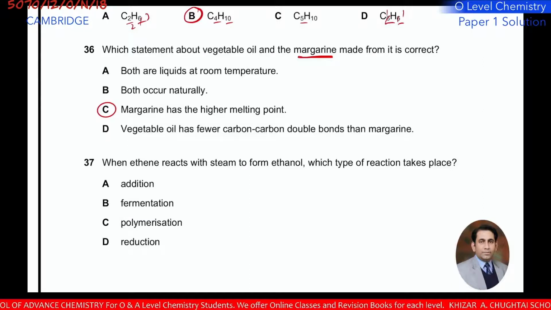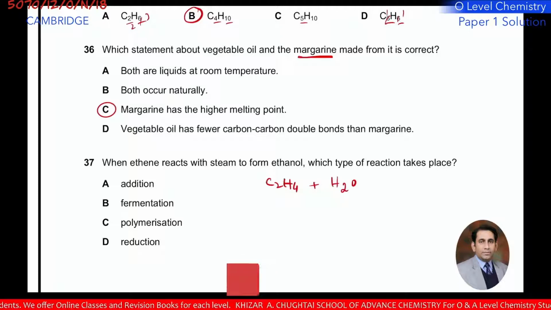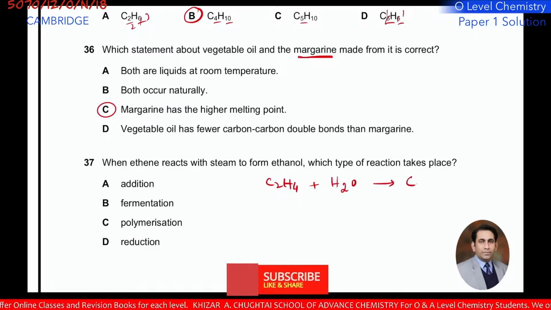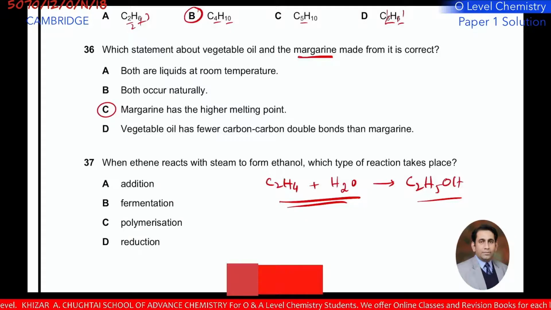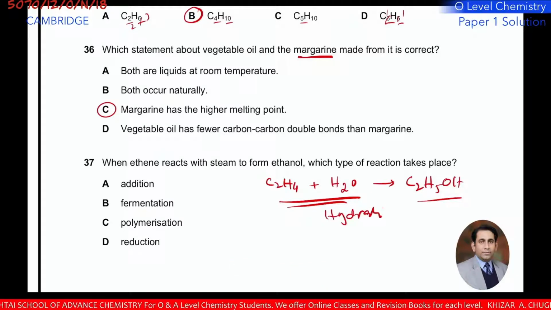When ethene reacts with steam to form ethanol, which type of reaction takes place? Ethene C2H4 plus steam H2O going to make C2H5OH, the one and only product. This reaction is said to be addition reaction. This is addition of steam, and this is also said to be hydration. Hydration, addition of water. So A is the correct option.